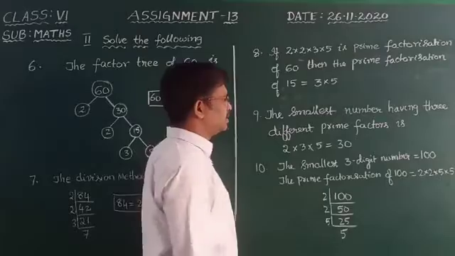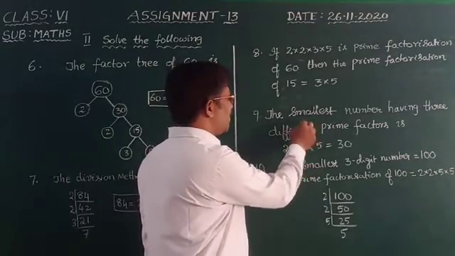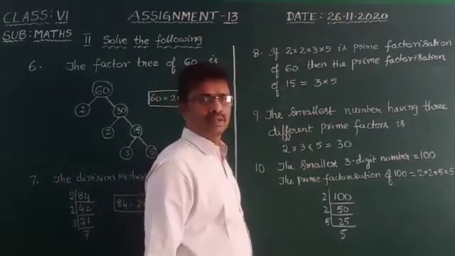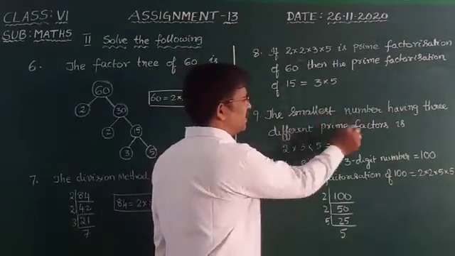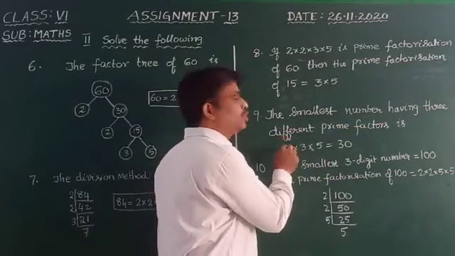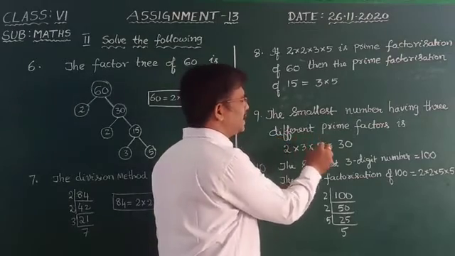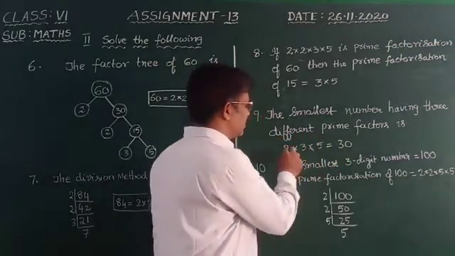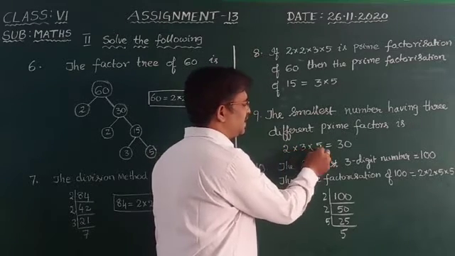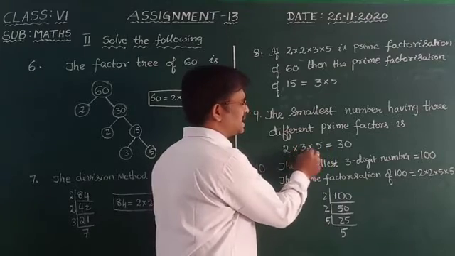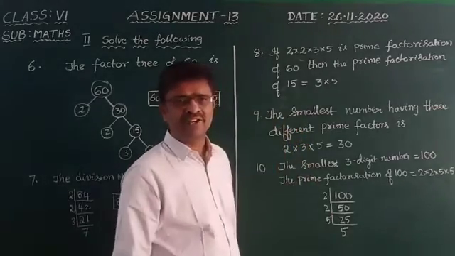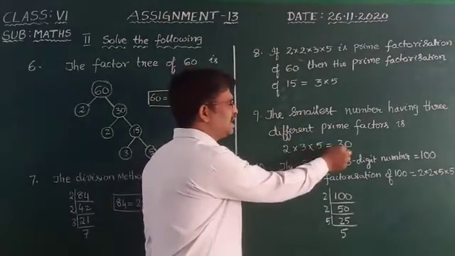Next, ninth question. The smallest number having three different prime factors. Having three different prime factors means we should take three different prime numbers starting from 2 and multiply them, that is the smallest number. Therefore, the smallest prime numbers starting from 2 are 2, 3 and 5. 2 3s are 6, 6 5s are 30. Therefore, the smallest number having three different prime factors is 30.